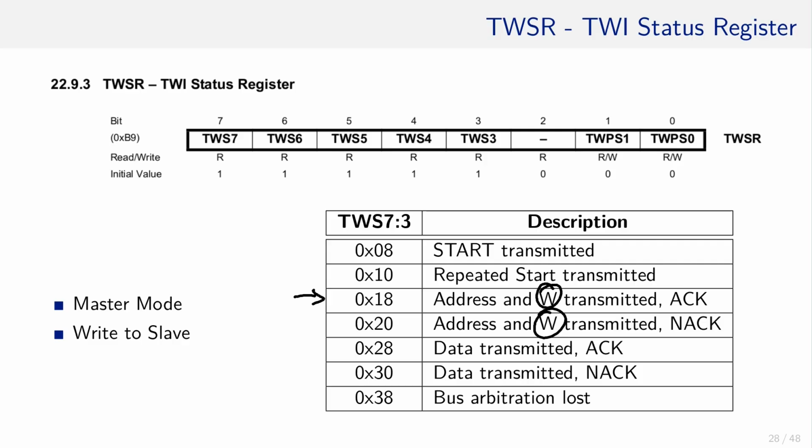If the address and the direction bit is replied to with a NACK, then maybe the slave was busy, offline, or just not ready to talk to the master. Again, what the master does with that information is totally up to the software developer. The same is true for the data bits to be transmitted. If the master loses the bus because 2 masters send at the same time, the status bits will be 38 in hexadecimal format.